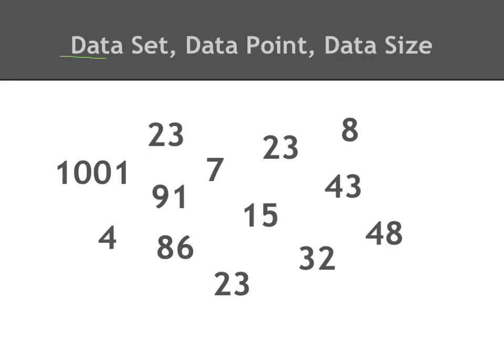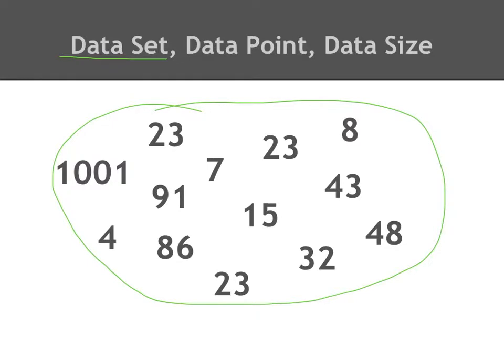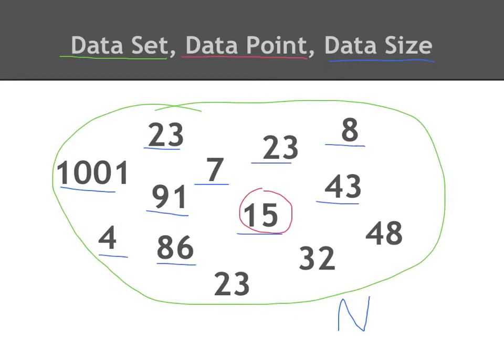A data set is a collection of many numbers, and just one of its values is a data point. The size of a data set, denoted by capital N, is the total number of all the single data points in the data set. The size of this data set is equal to 13.